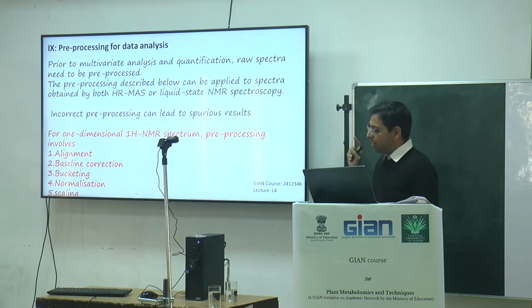These are the recommended steps for every NMR spectrum. Whatever sample you are using, you have to go ahead with these 5 to 6 different steps. The first one is the alignment, the second is associated with the baseline correction, the third is the bucketing, which is the most important component here, then normalization of the data, and the last one is the scaling. I will explain each and every one so that you know the meaning of alignment, scaling, bucketing, normalization and baseline correction.